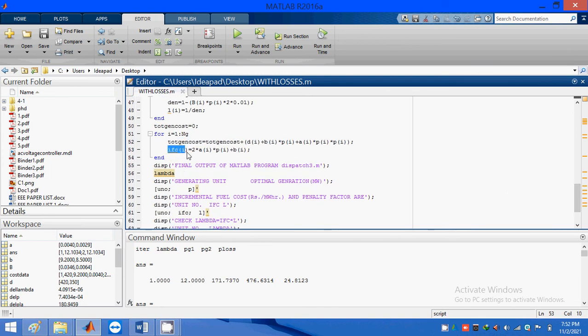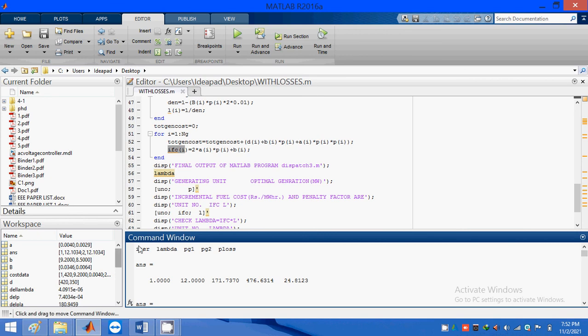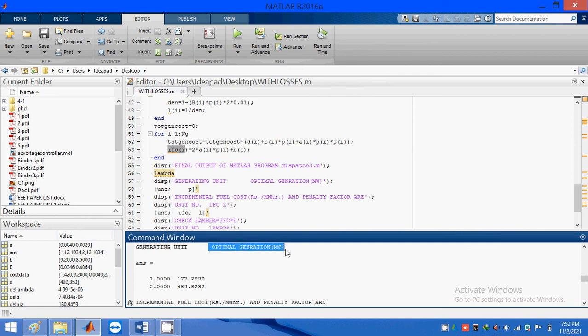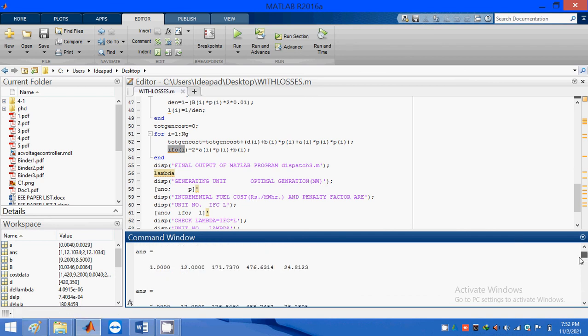How am I going to perform this? Just run this model. This is the M file, and we need to run the M file. When we run the model, we get iterations like this, and also the final output of the program: lambda is equal to 12.10, and the optimal generation for each generating unit. Here we have the rate of change of generation for each generating unit.